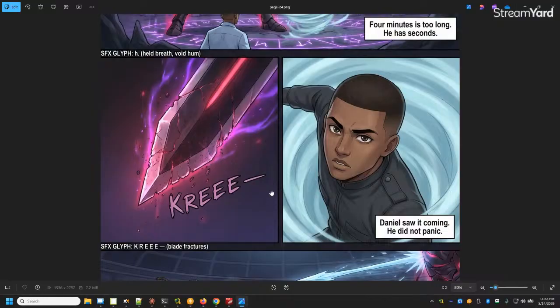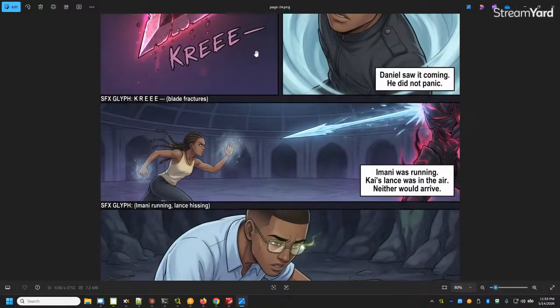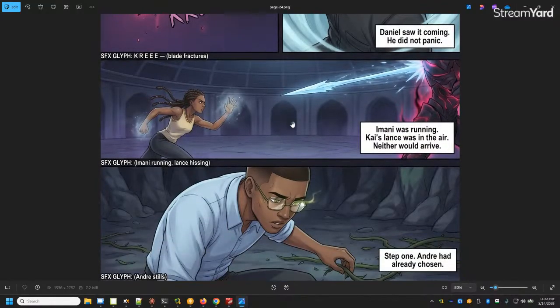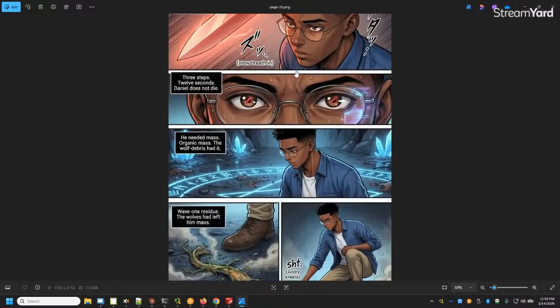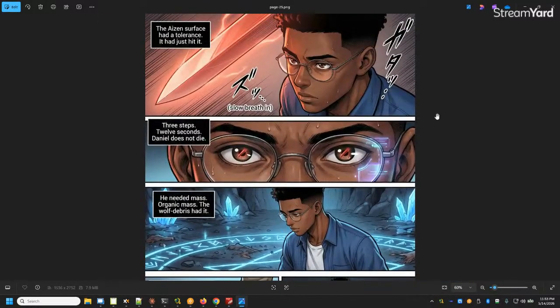All right, not panic. Okay, and then Imani was running. Kai's lance was in the air. Neither would arrive. All right, so they're all fighting him, and Andre is trying to figure out what to do here. The Eisen surface had a tolerance. It had just hit it. What? 3 steps, 12 seconds. Daniel does not die. He needed mass, organic mass. The wolf debris had it.